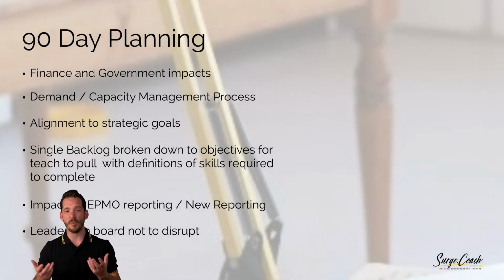So, what other new reporting could you do? Don't tell EPMO that they have to use your new reports. Do their old reports, show them the new reports, and show them the delta. Get the leaders on board and not disrupting. If you have the leaders on board and they're not disrupting a 90-day planning, it is magical. If you have leaders who are disrupting or putting negative energy into 90-day planning, don't do it yet. You're not ready.